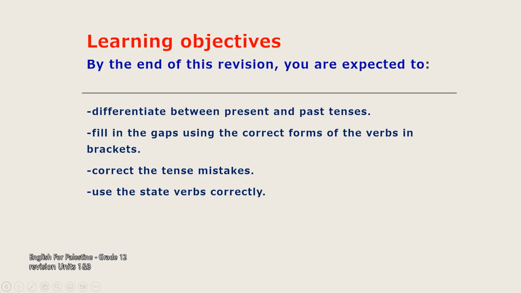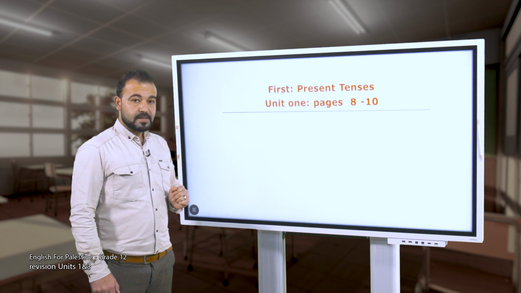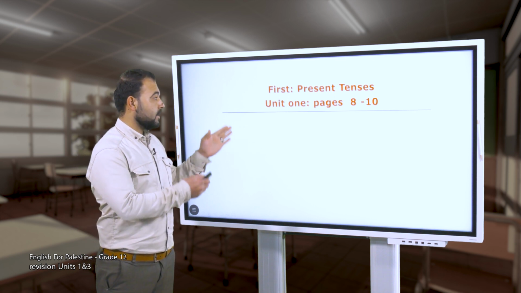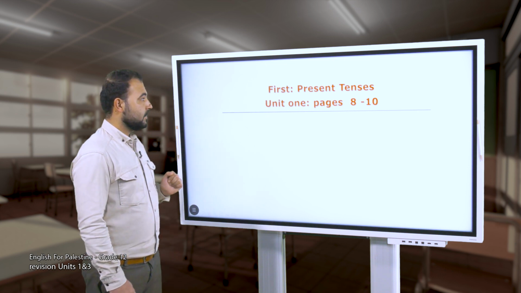Learning objectives. By the end of this revision, you are expected to differentiate between present and past tenses, fill in the gaps using the correct forms of the verbs in brackets, correct the tense mistakes, and use the state verbs correctly. First, present tenses. This is in your textbook, Unit 1, pages 8 to 10.